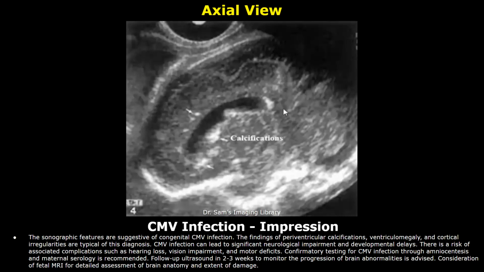The findings of periventricular calcifications, ventriculomegaly, and cortical irregularities are typical of this diagnosis. CMV infection can lead to significant neurological impairment and developmental delays. There is a risk of associated complications such as hearing loss, vision impairment, and motor deficits.